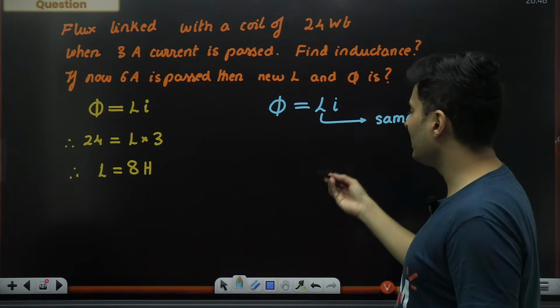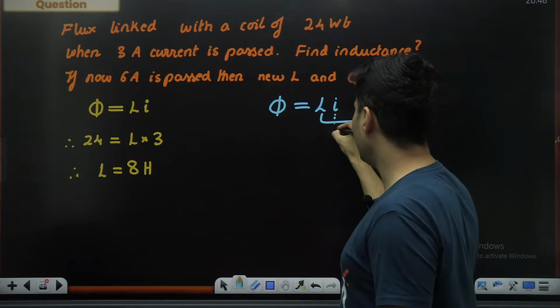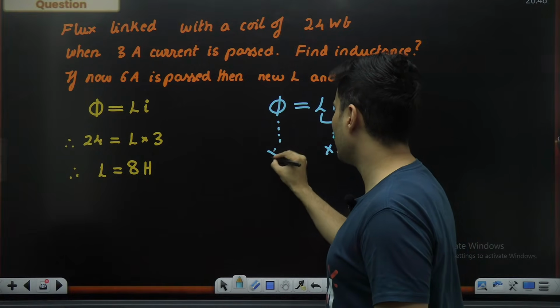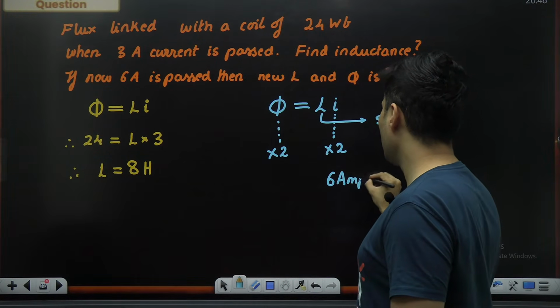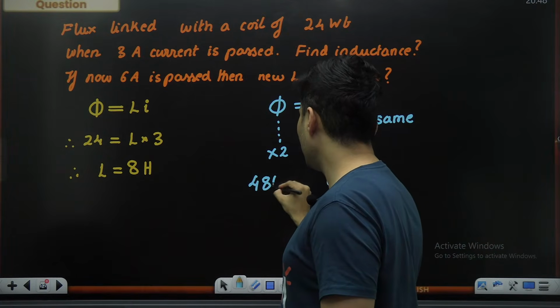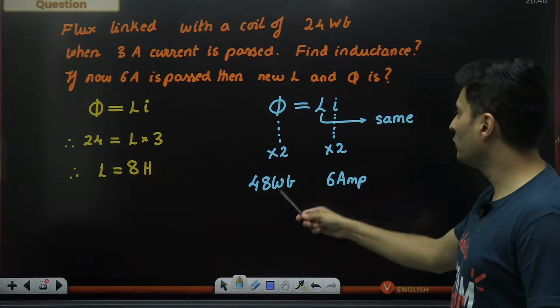But if you are doubling the current, what will happen? The flux will also double. So if current is made 2 times, obviously the flux will also become 2 times. So if this is 6 amperes, obviously this will no longer be 24. This will be 48 Weber. So 48 Weber will be the answer for the new flux.